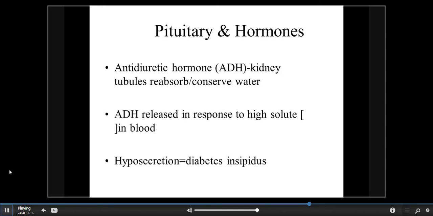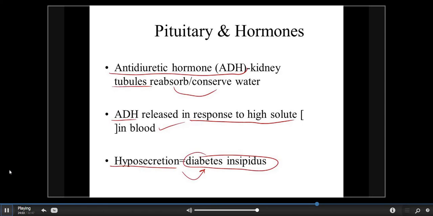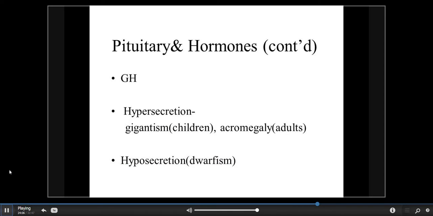Now, here's a quick review of the pituitary and its hormones. So you have ADH. Its target sites are the kidney tubules, and its purpose is to reabsorb and conserve water. ADH is released in response to high solute concentrations in your blood. Its purpose is during times of water shortage, or if you are dehydrated, so to speak, then this kicks in to allow you to conserve water. Now, if you have hyposecretion of that ADH, then the end result will be a condition known as diabetes insipidus.